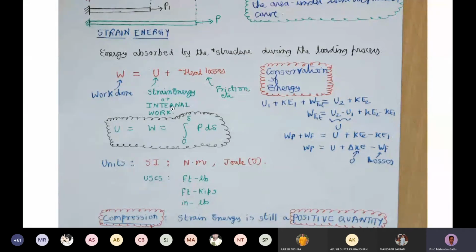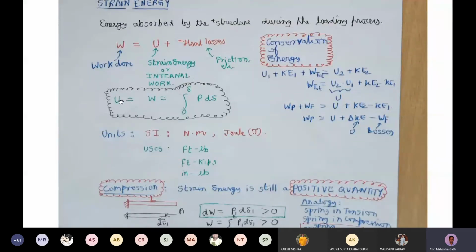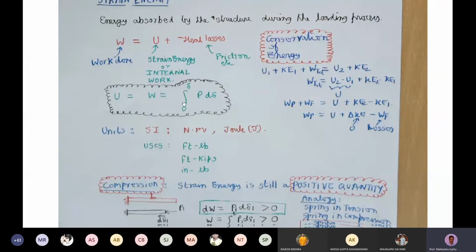So we are denoting that term as strain energy, or sometimes they will also use the term internal work. And plus heat losses. Heat losses is that minus WF term. Okay, so that heat losses we are neglecting for this specific problem. There we assume an isothermal process, so this term will be 0. So work done is equal to the strain energy. Whatever work is done by the external load is stored in this body as strain energy. So we represent that U is equal to W is equal to the integral from 0 to delta of P d delta. So this is the concept of strain energy.